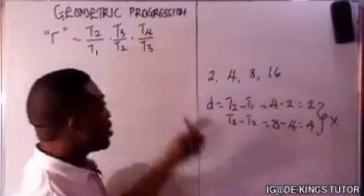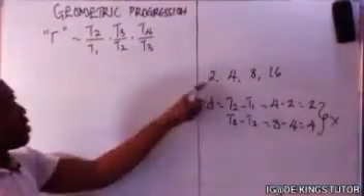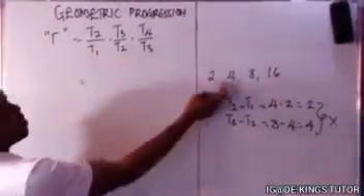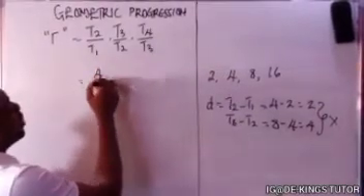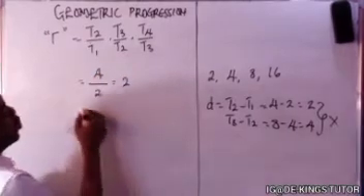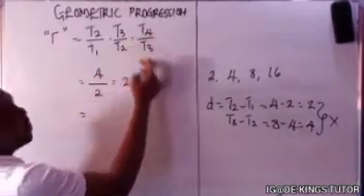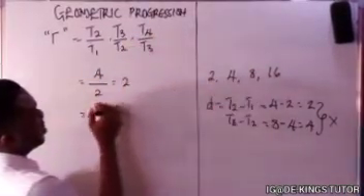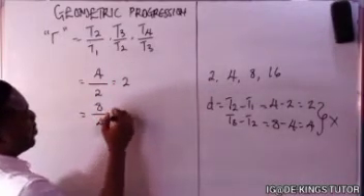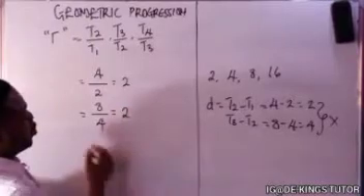But if we try the ratio to see if it is a constant ratio, we say term 2 divided by term 1. Term 2 is 4, divided by term 1, which is 2. 4 divided by 2 gives us 2. We try another one: term 3 divided by term 2. Term 3 is 8, divided by term 2, which is 4. 8 divided by 4 is 2.